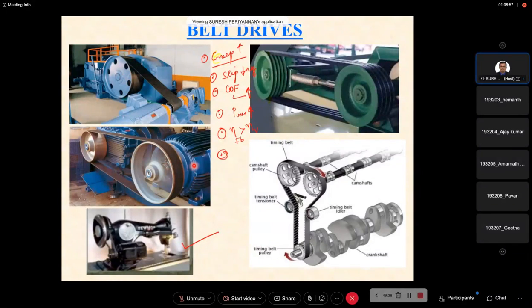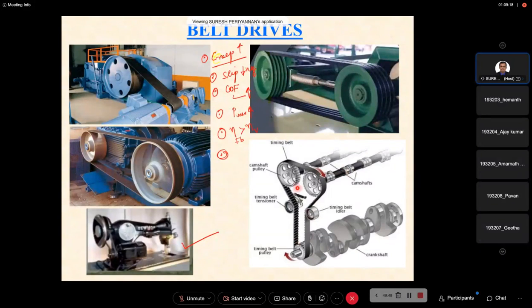Now this is the flat belt application. This is the prime mover connected with the power generator. Sorry, here the prime mover and the power generator are connected with the flat belt. Now this is the V belt mechanism.